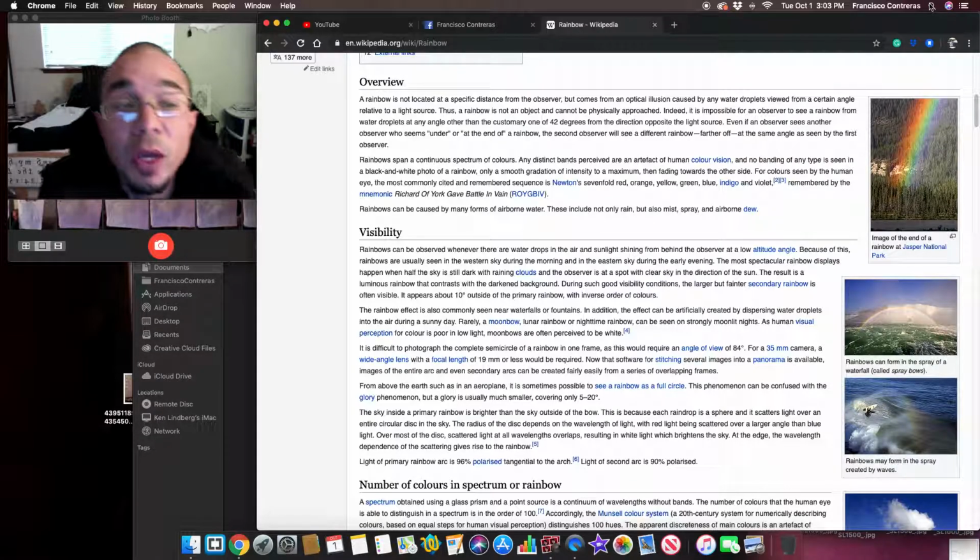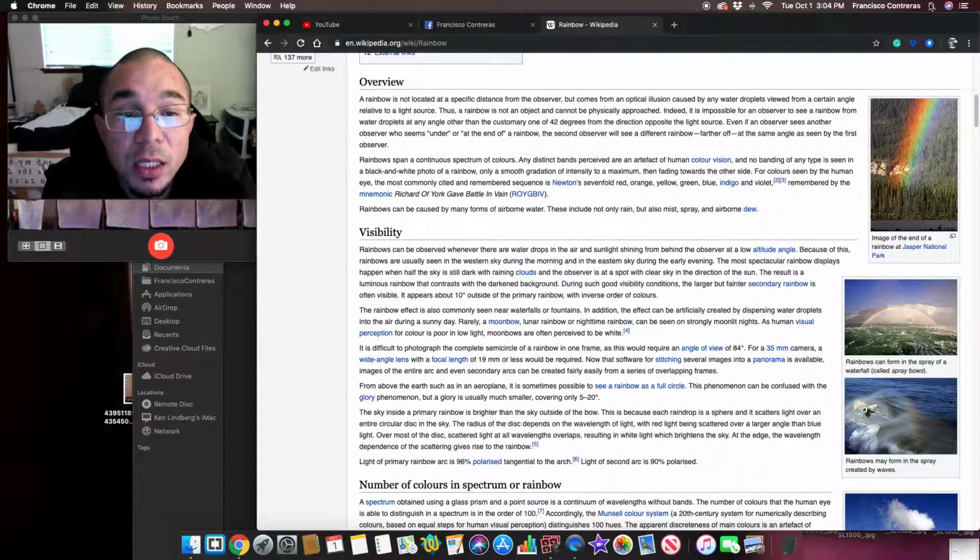Overview. A rainbow is not located at a specific distance from the observer, but comes from an optical illusion caused by any water droplets viewed from a certain angle relative to a light source. Thus, a rainbow is not an object and cannot be physically approached.